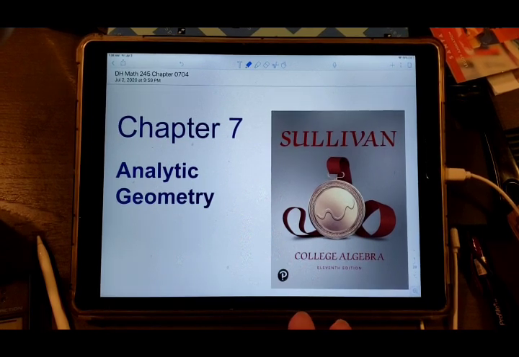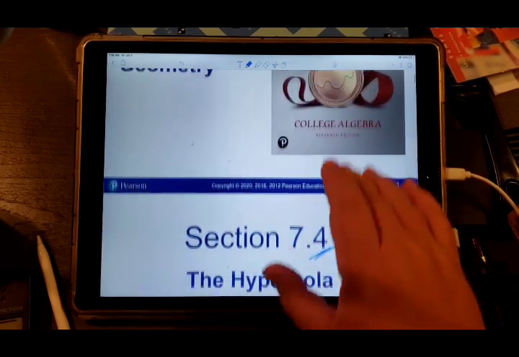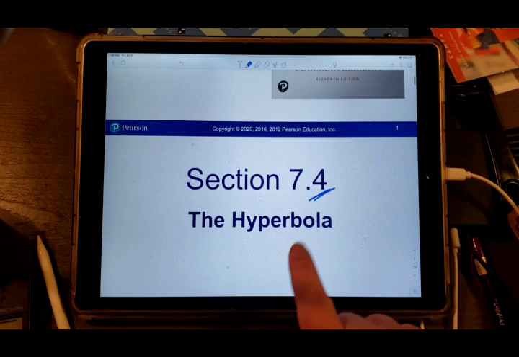Definitely look over this, but definitely be able to answer the questions as they are asked on the website. Kind of goes without saying at this point, but know how to do that. All right, that's chapter 7, and this particular video, 7.4.